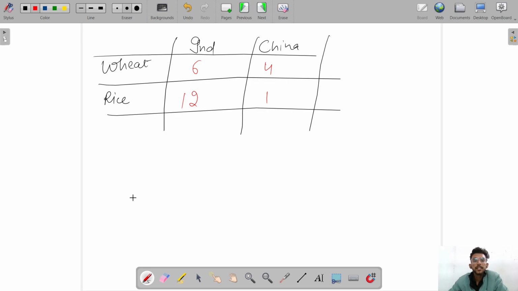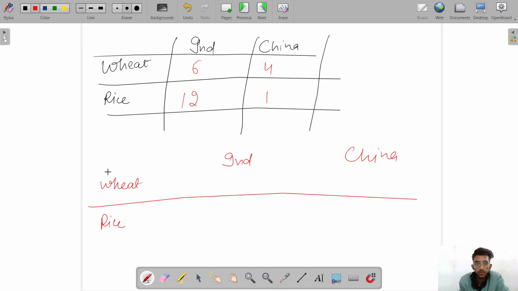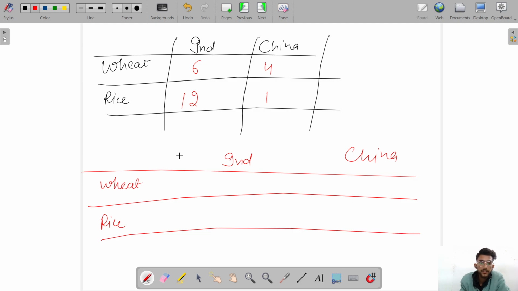It does not mean that India will export both wheat and rice and China will import both wheat and rice. Let us understand this by the opportunity cost theory. India, China, wheat, rice. So from here we will see which commodity has comparatively more advantage.